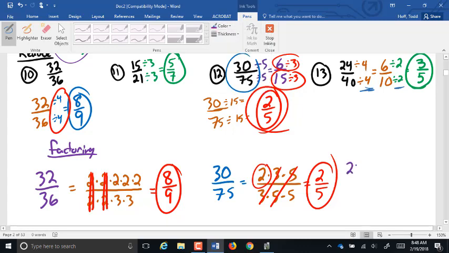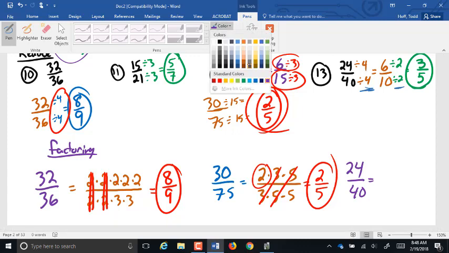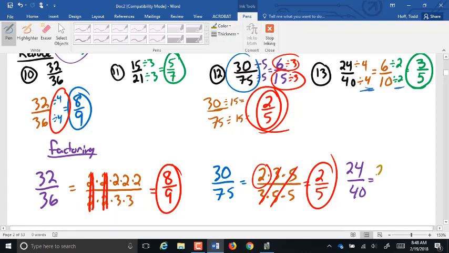The same with my 24/40. 24 factors into 2 times 2 times 2 times 3. 40 factors into 2 times 2 times 2 times 5. What cancels out? A 2, and another 2, yes. So we're left with just 3 over 5, which is what we had.